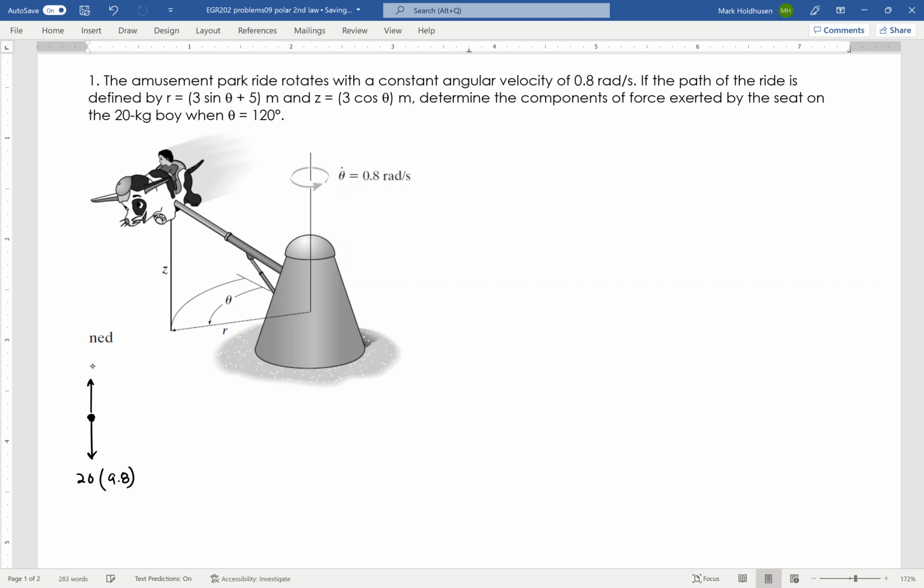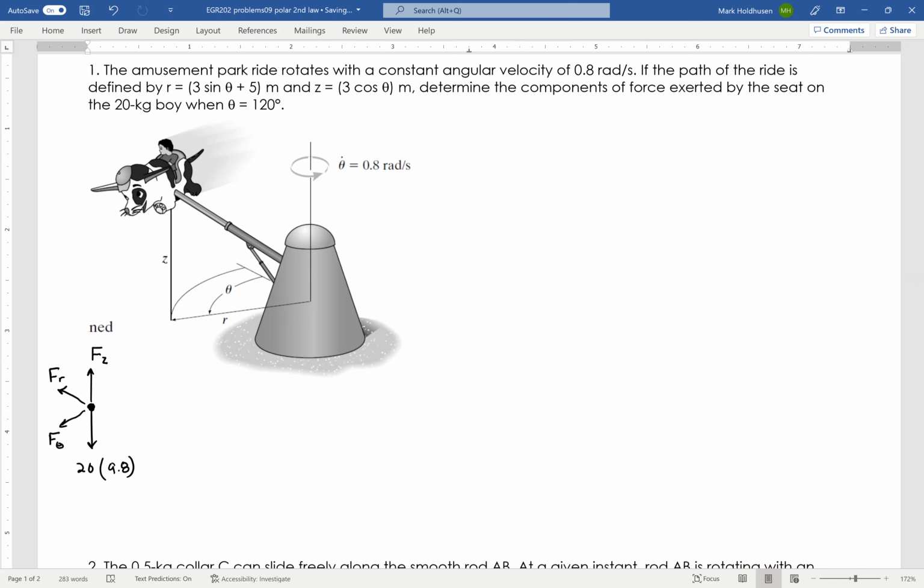So that means I'll have a force in the z direction. I'll also have a force in the r direction, and that'll be out from the center, pushing on it. And then perpendicular to that, there'll be a force in the theta direction. And again, we're setting this up based on polar coordinates because all of my equations are given in polar coordinates. So let's very quickly set up our forces.